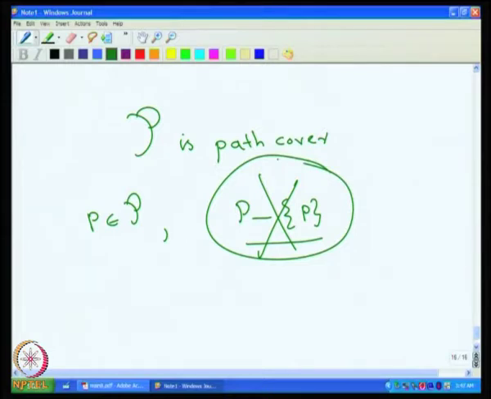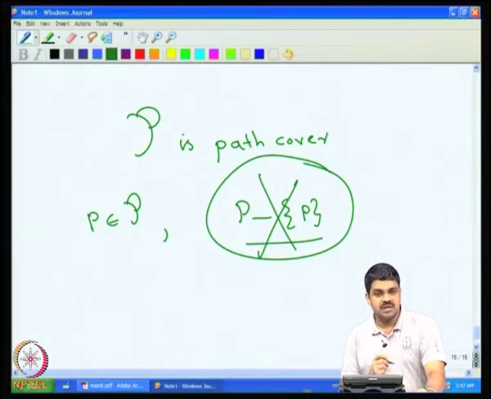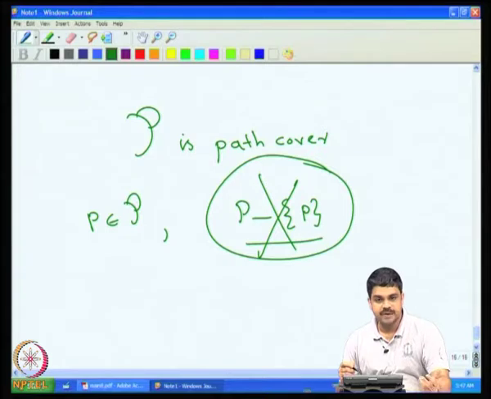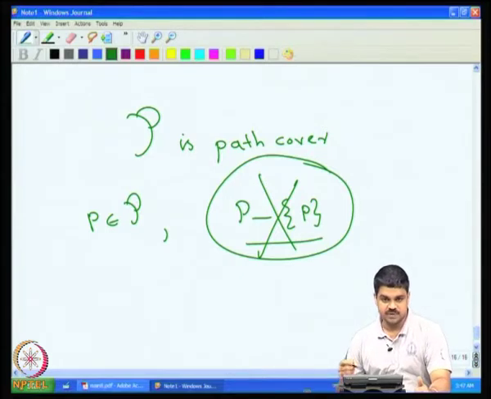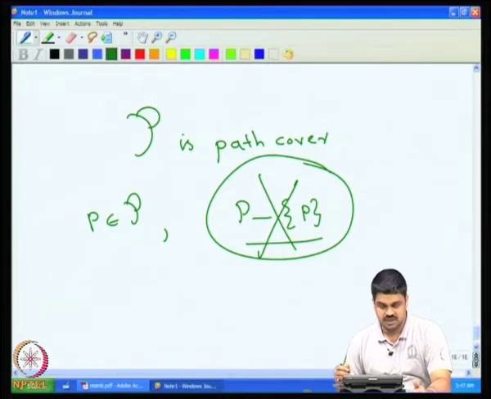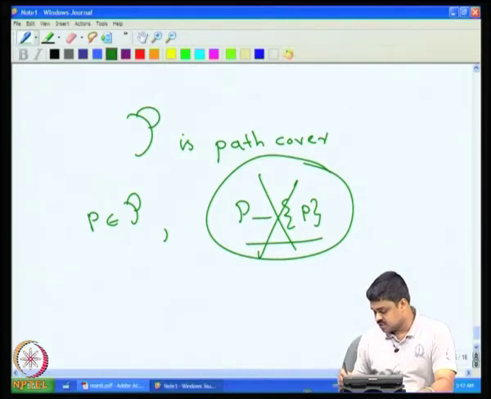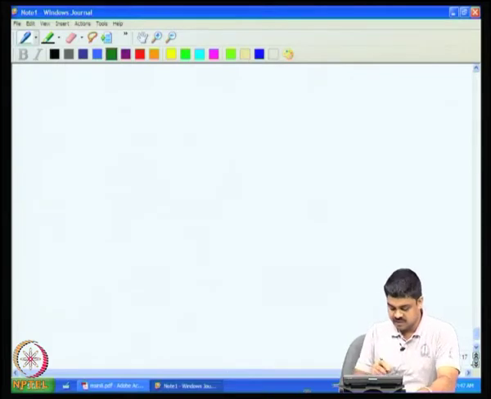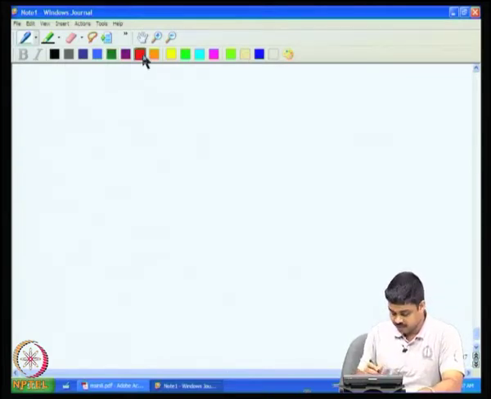But then that is trivial, because for any path cover, if you remove one path from it, it cannot cover all the vertices, because there were some vertices covered by that removed path, and now the remaining thing is not a path cover. So in that sense every path cover will be a minimal path cover. So that definition does not make sense. The minimal path cover is defined in a somewhat different way.